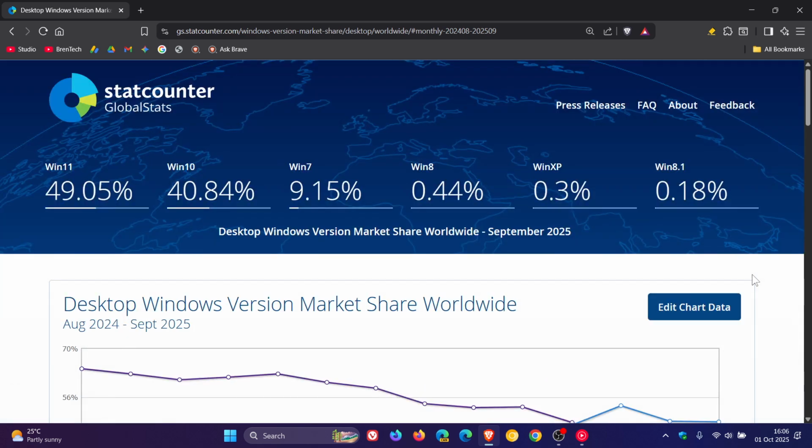So interesting stuff, and I know there are still a lot of users who are still loyal to Windows 7, and I think now especially with the end of support fast approaching for Windows 10.